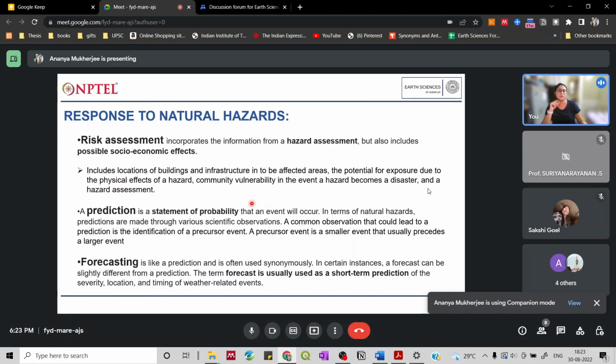So seeing the past occurrences of earthquakes that have happened in and around the areas of the Himalayas, we can predict, suppose, that it will happen after 10 years or 5 years. This is an example, okay? So that would be a prediction, but forecasting was mostly for short term kinds of events.